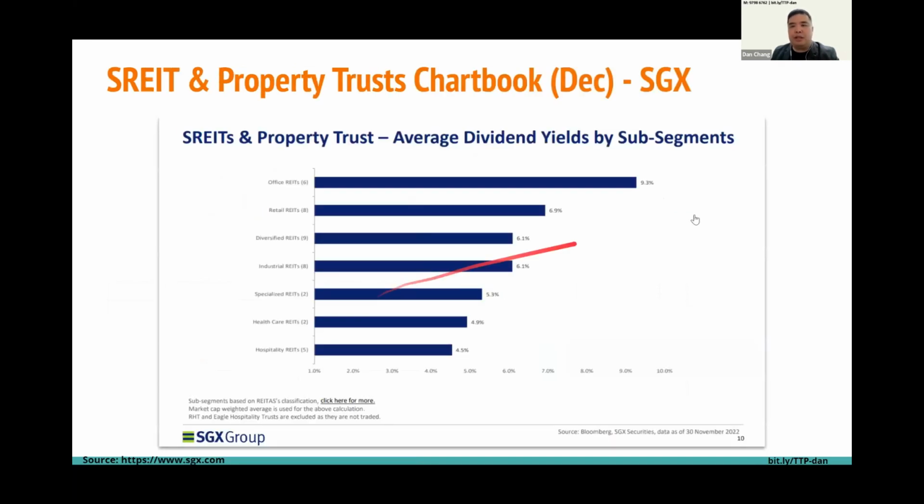These are just some data from SGX that they release every month. You can see that office REITs and retail REITs usually give out the highest average dividend yield. Of course, this is the average dividend yield, it's not the dividend yield of any particular REIT itself. Even in the January data, these two still rank among the top. So if you are looking for plan B, looking at dividend or yield investment, probably these are something that you want to take a look at.